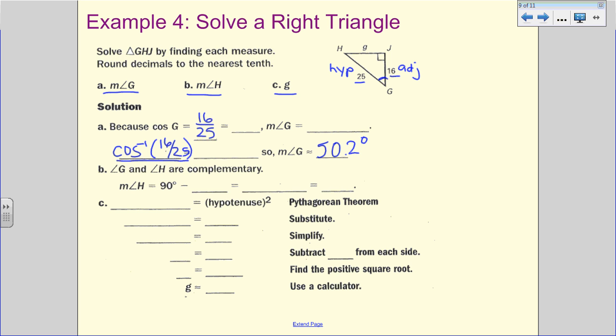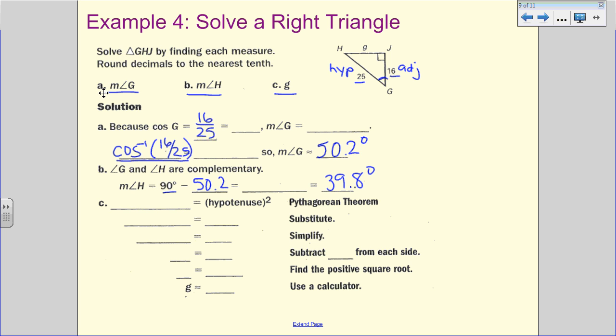Now notice, ladies and gentlemen, they don't have you doing sine, cosine, or tangent of angle H. They have you now doing what we did in the warm-up. Do 90 minus the angle, so 90 minus 50.2. And 90 minus 50.2 should be 39.8. Luckily my 8 wasn't... 39.8. Got my 8 ahead of myself. 39.8 degrees. So even though you have two missing angles, you only have to use the sine, cosine, or tangent inverses one time. We then use the definition of complements.